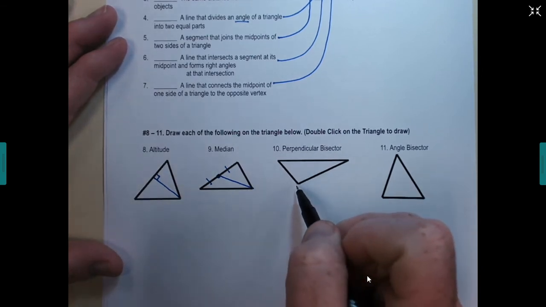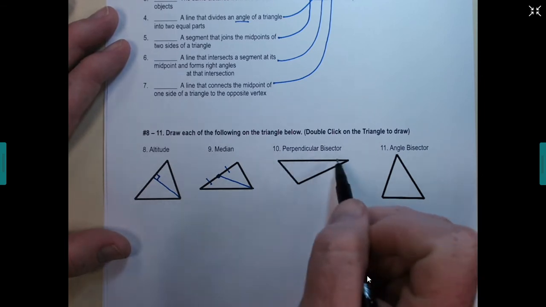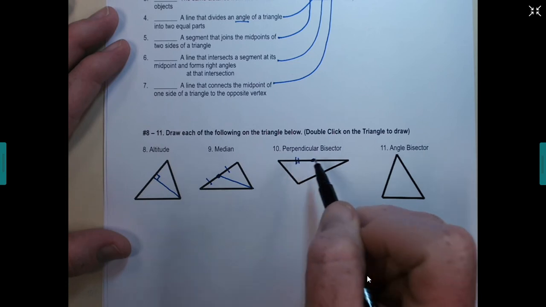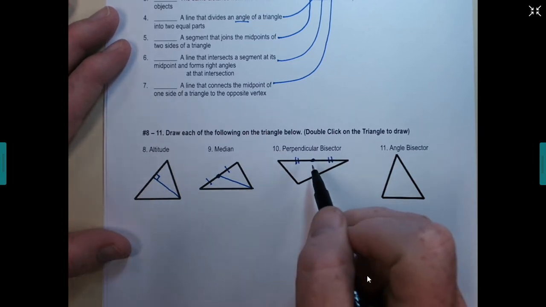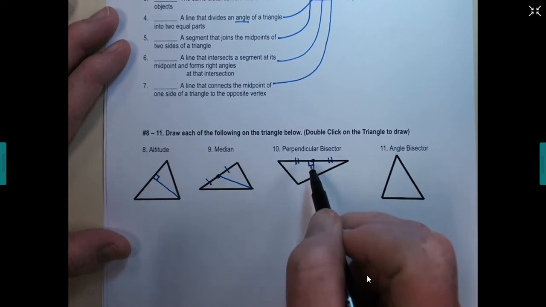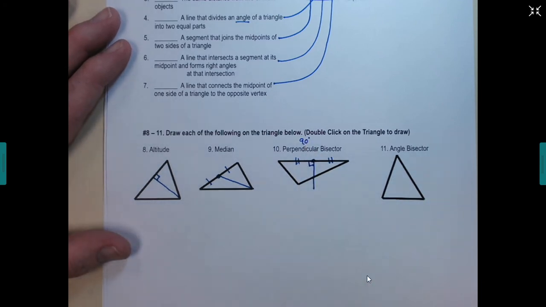Perpendicular bisector. Okay, so we have to choose one of these sides to cut in half. I'll choose the top. That looks like these. If that's the halfway point, I would need to describe it as the halfway point. And then I've got to draw a line that's perpendicular there. So perpendicular means, again, 90 degrees.